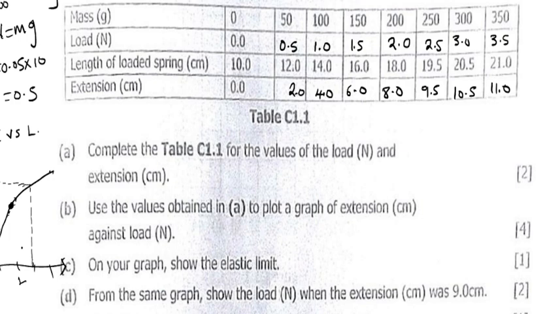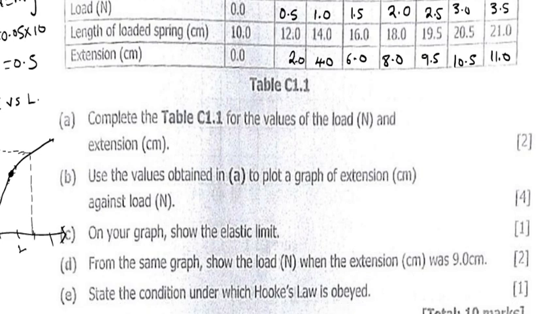Okay, so what are we going to find there? You should get about 2.5. Here it's showing above 2.5, but you should get somewhere around 2.5. So on D, you should get about 2.5 newtons. Then state the condition under which Hooke's law is obeyed.